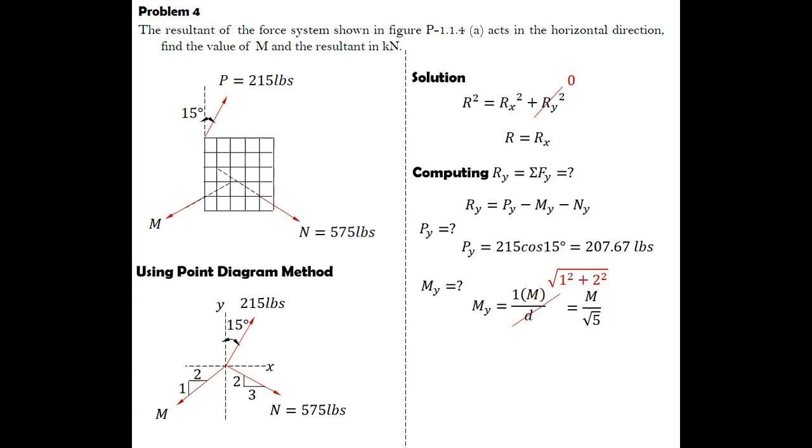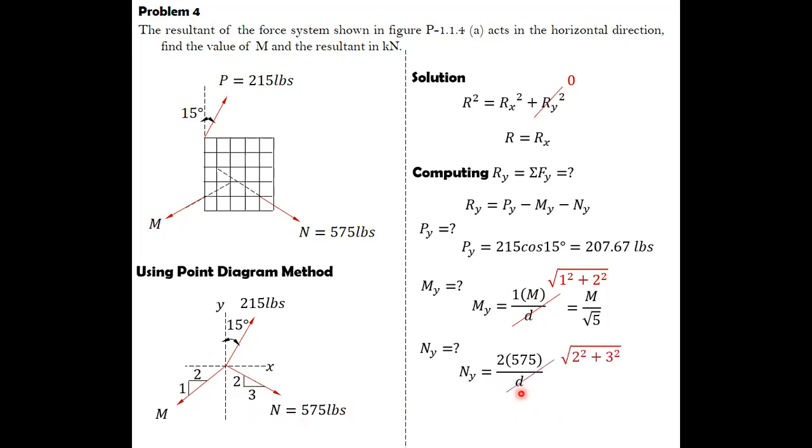Next is the y component of N. Again, the direction is in terms of slope, so what we need to apply again is ratio and proportion. The vertical side of the slope, which is 2, multiplied by the magnitude of N, which is 575, over the hypotenuse side, which is d.